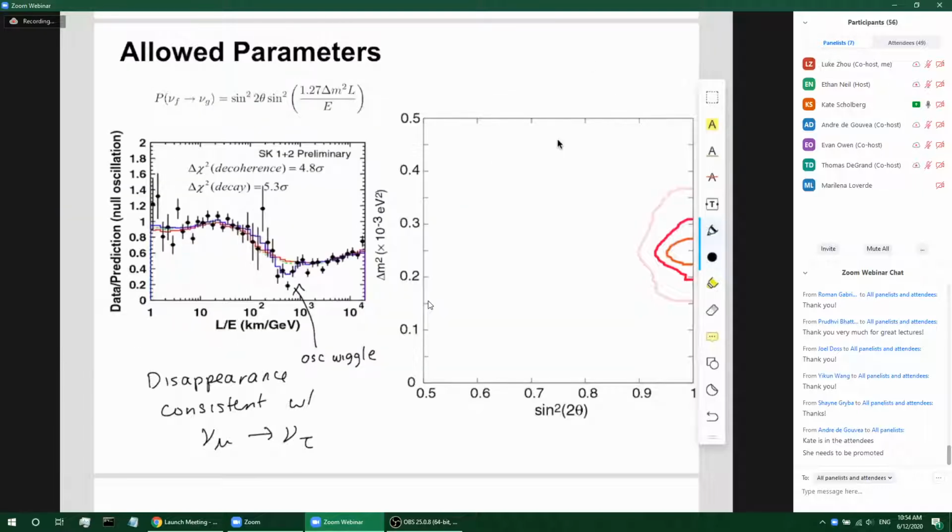Here it is. Anybody want to answer why is nu tau invisible? Why is it a disappearance here?